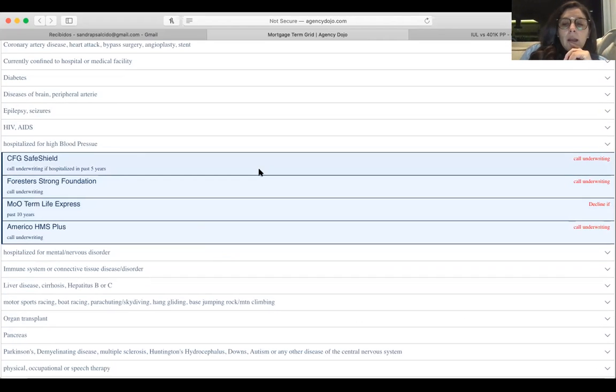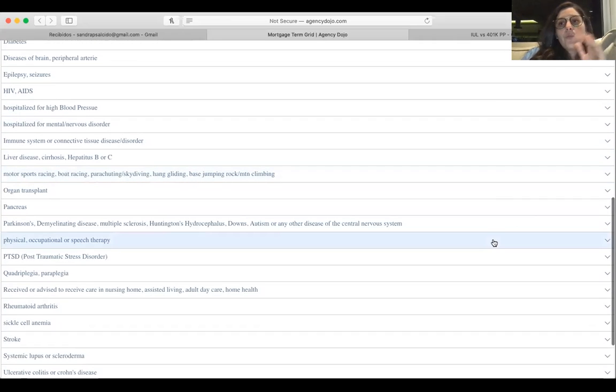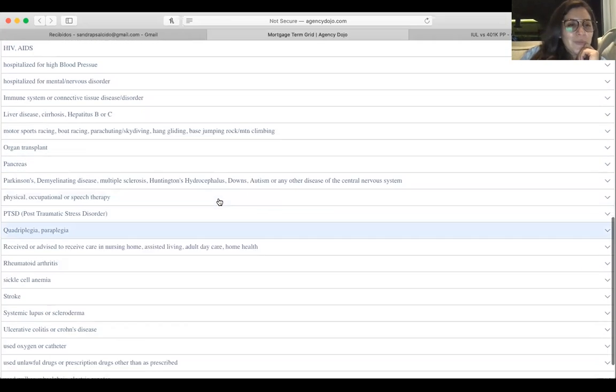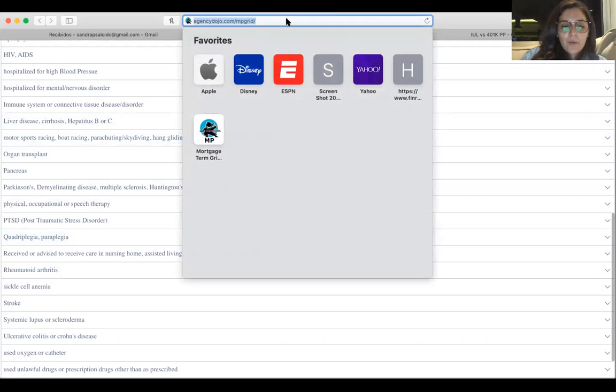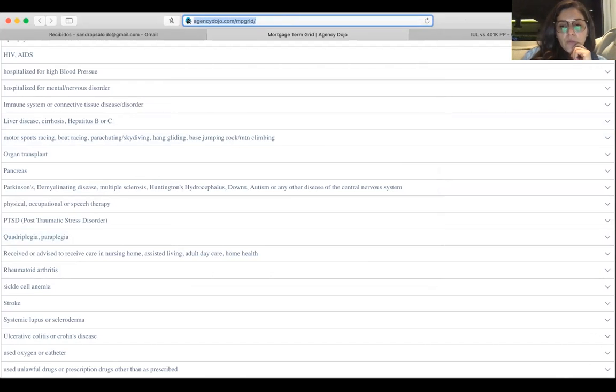Now, hospitalized for high blood pressure, we need to call underwriting. For some of them, we already know that Mutual of Omaha Term Life Express is going to get declined. America, we're going to call underwriting. Foresters and CFG might want to see medical history and all that. So look, I don't want to go over all of them because I'm going to bore you, but I'm going to send you the link right now, actually. I'm going to send it through here and through the WhatsApp group, and we have a Facebook group too, so I'm going to send it through there.